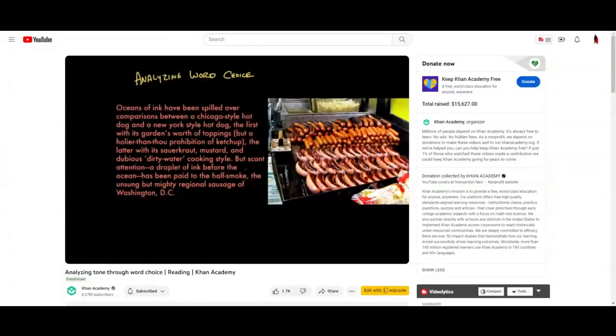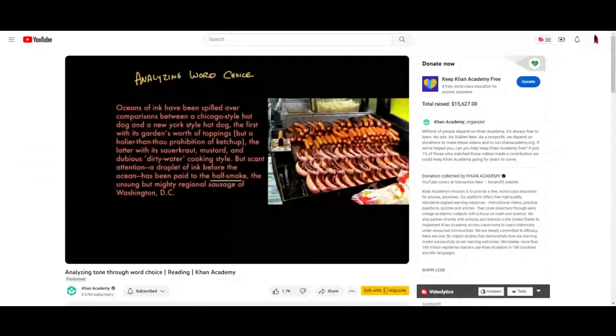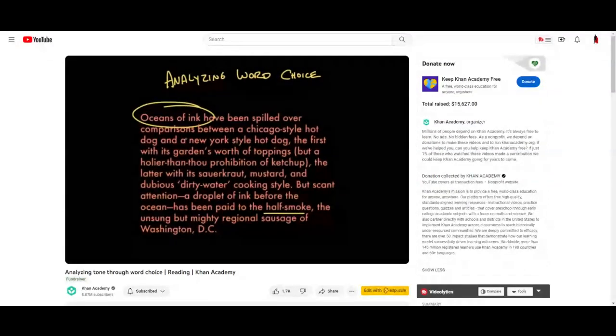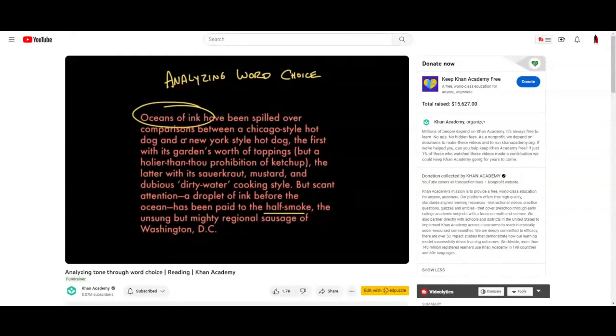Now, how does the author think about the subject? Well, we know that they think that not enough writing has been done about DC's regional sausage, the half-smoke, but how do they feel about it? How do the words they use express their feelings? Let's break it down bit by bit. So, right out of the gate, we have oceans of ink. This is a deliberate piece of overstatement. There are no literal oceans made of ink, but it's being set up in opposition to the droplet of ink used to describe half-smokes later in the paragraph.